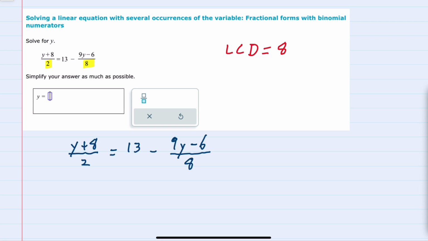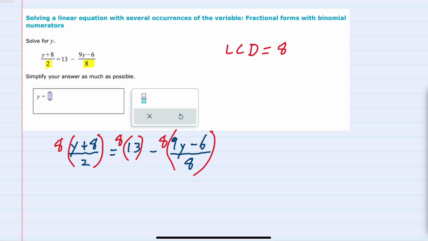by 8. To show what that looks like, multiplying the left-hand side by 8, there's only one term, and on the right-hand side there's two terms. So the 13 would be multiplied by 8, and this 9y minus 6 over 8 would be multiplied by 8 as well. So every term on the left and right has been multiplied by 8.